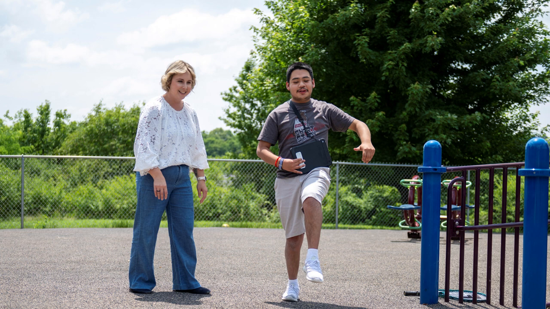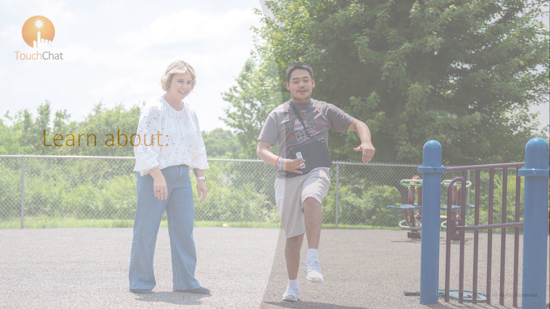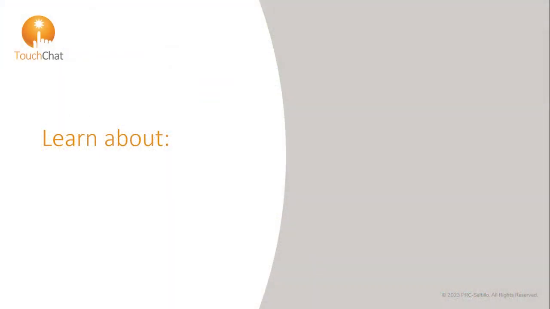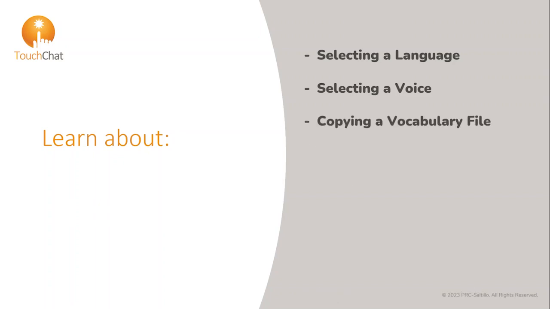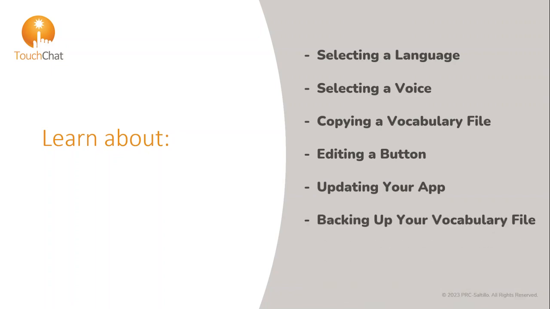Before your AAC learner begins communicating with the app, there are a few things you will need to do to get started. In this video, you will learn about selecting the language or languages you will use in TouchChat, selecting an accompanying voice to go with that language, copying a vocabulary file to customize, personalizing the vocabulary file by editing a button, how to update your app, and how to back up your customized vocabulary file. You will also learn about available online resources to support your app.